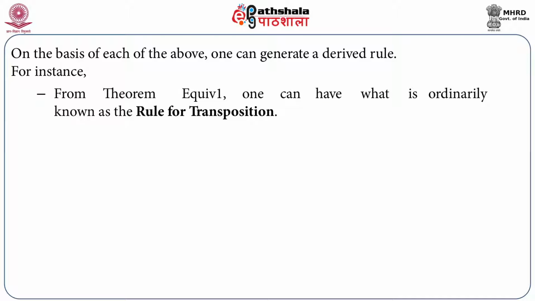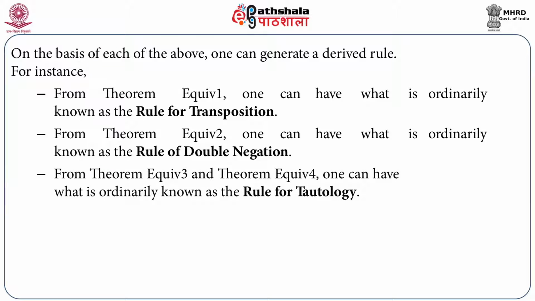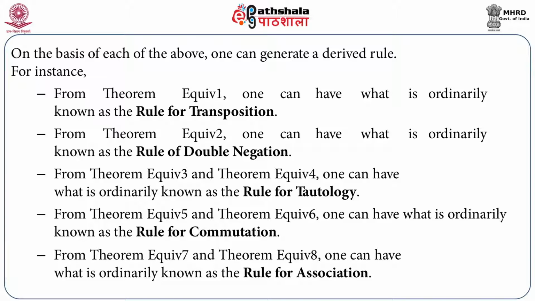From theorem equivalence 1, we have the rule for transposition. From theorem equivalence 2, we have what is normally called the rule of double negation. From theorems equivalence 3 and 4, we have the rule for tautology. From theorems equivalence 5 and 6, we have a rule known as the rule for commutation. From theorems 7 and 8, we have the rule of association.